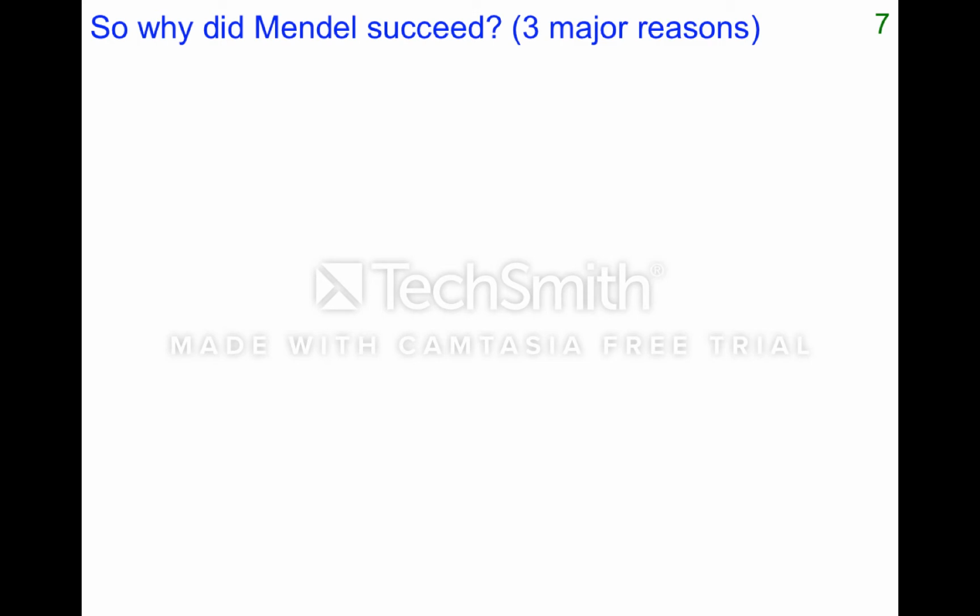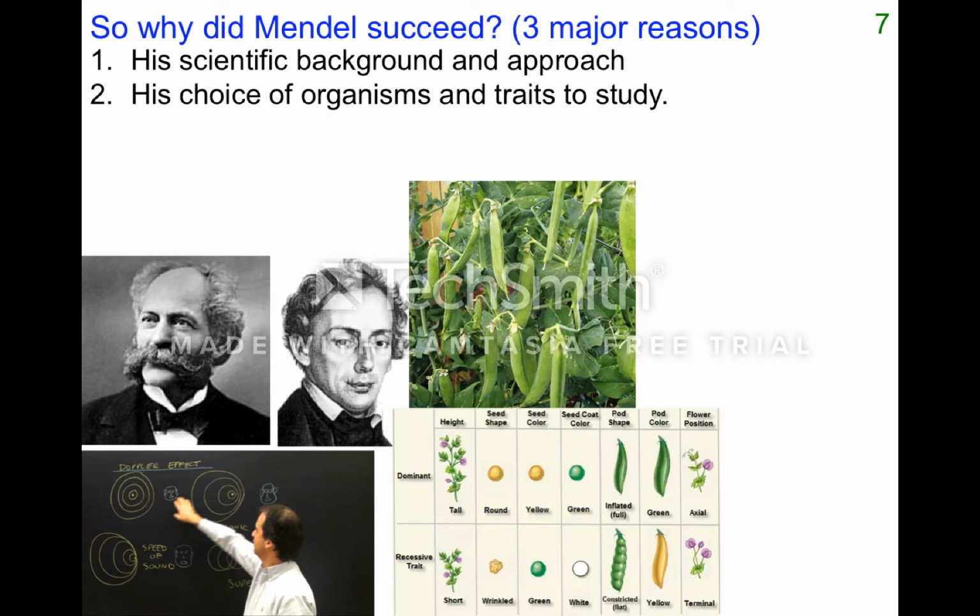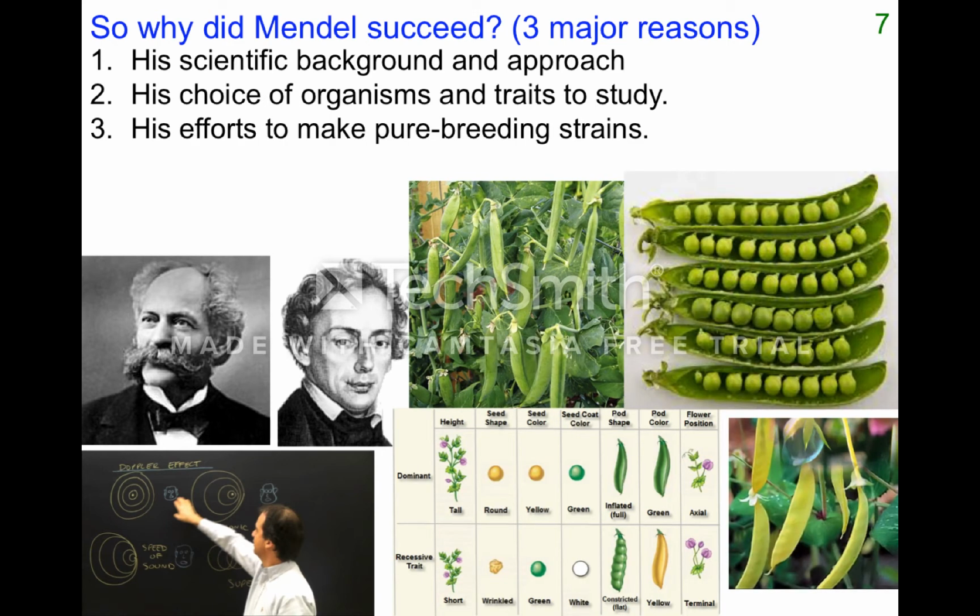Well, there's three major reasons why he succeeded. One is his scientific background and how he approached this problem. The second was his choice of organisms and the traits he chose to study. And the third is he took a lot of efforts to make pure breeding strains before he did experiments. All right, so let's talk about each of these briefly.